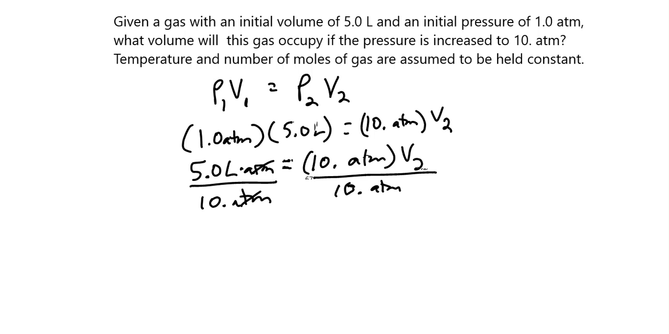So when we divide 5 by 10, we get 0.50, right? Two sig figs in each of our values so far, so two sig figs in our response. The atmospheres canceled, so we're left in liters, and that equals our final volume.